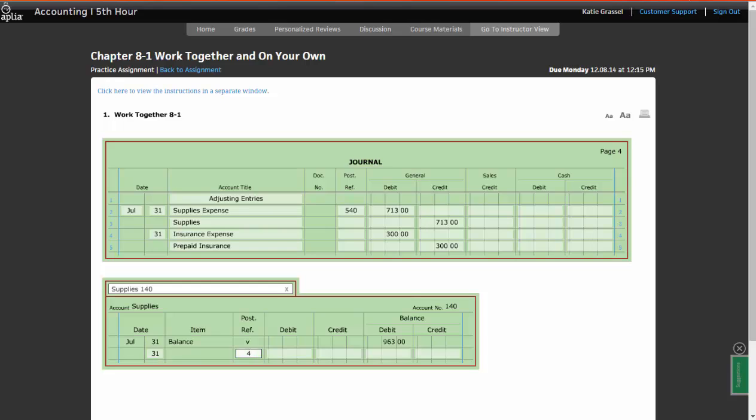You're going to do the same thing, but when I get to supplies, I'm not going to debit it. I'm going to credit it 713. But supplies, bing, bing, bing.